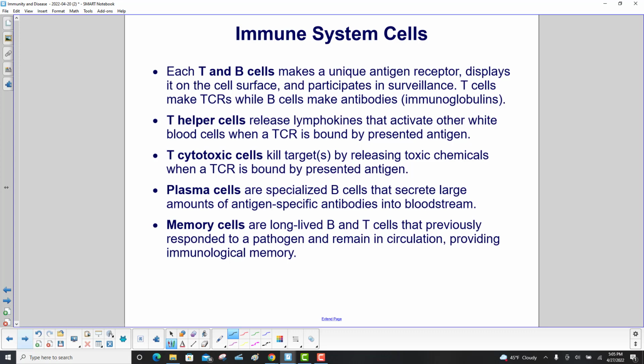Plasma cells are specialized B cells that secrete large amounts of antigen-specific antibodies into the bloodstream. And finally, memory cells. They are long-lived B and T cells that previously responded to a pathogen, and they remain in circulation, providing immunological memory.